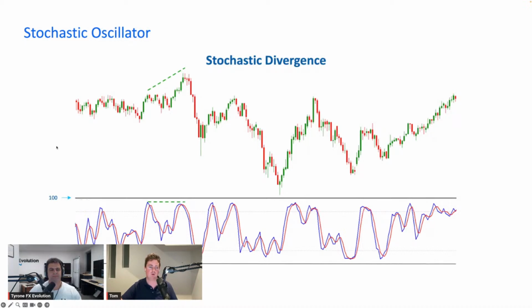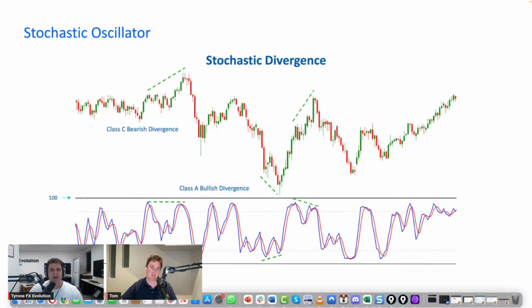Tyron, do you want to go through the different types of divergence and what we're seeing on this chart, and which one you're kind of looking at in a little bit more detail compared to the other? Because there is a bit of a trap one here, isn't there? Yeah, there can be some trap ones, yes.